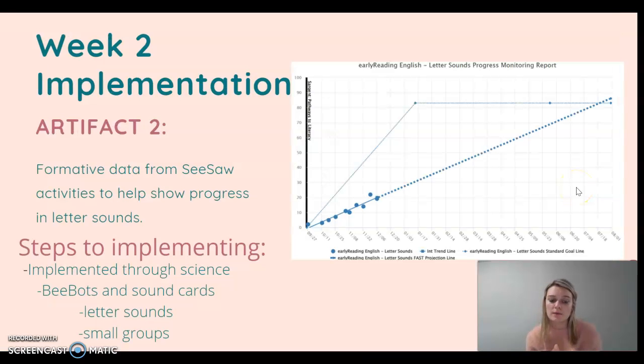Week 2, pretty much the same thing. Towards the beginning of the week, I had to implement how to run those BBots, but towards the end of the week, we actually implemented it towards science, and the students understood that it wasn't the technology that was changing, but the content itself. And so they got different pictures. We were learning about weather, so they got to see sunny, cloudy, and all those things.